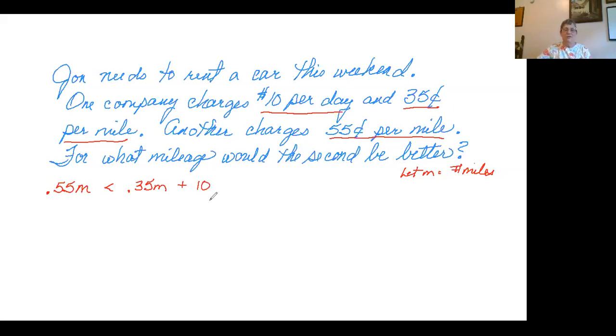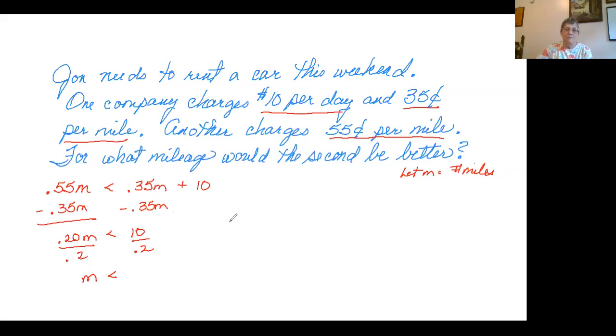Now, let's just assume that we're going to calculate it for one day rather than for both days of the weekend. It didn't really specify. But if we solve this, then I would need to subtract 0.35 M from both sides, which is going to give me a positive 0.20 M, or I could leave it as just 0.2 M, is less than 10. So divide both sides by 0.2. That's positive, so I don't need to do anything with the direction the sign's going.